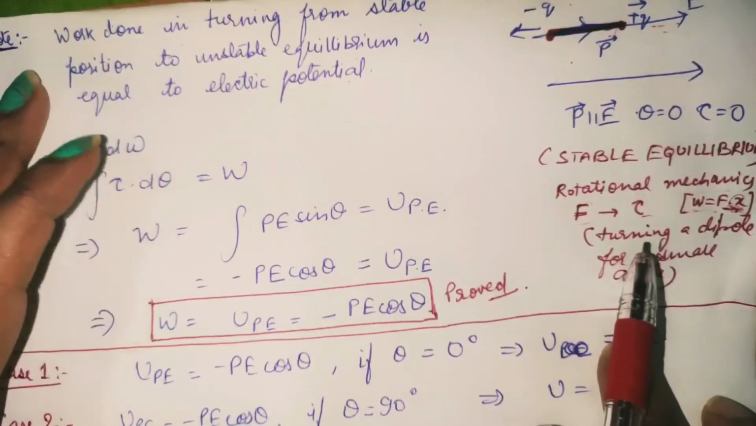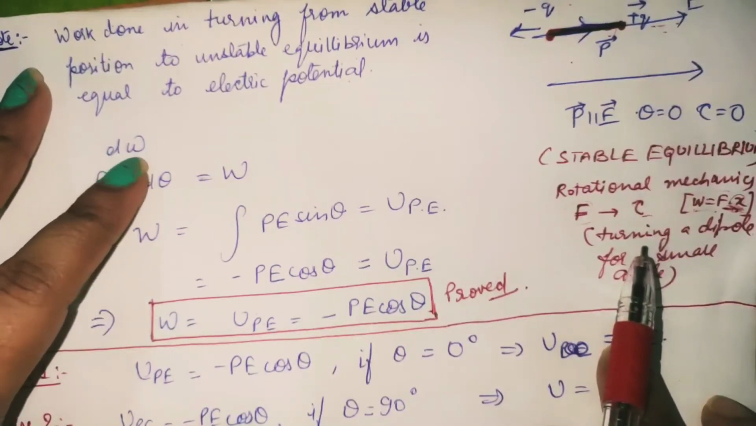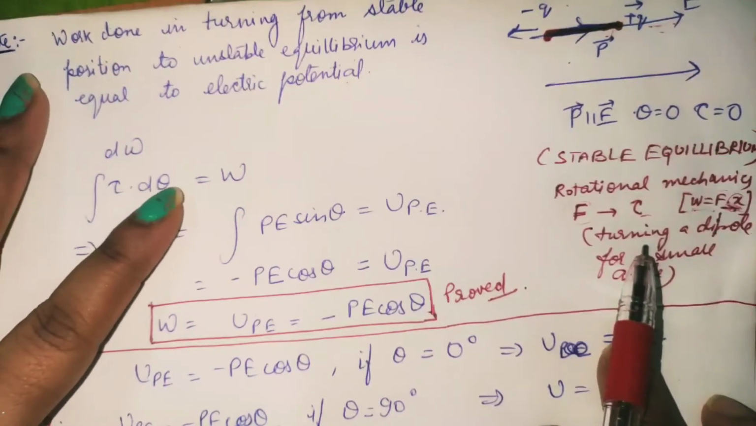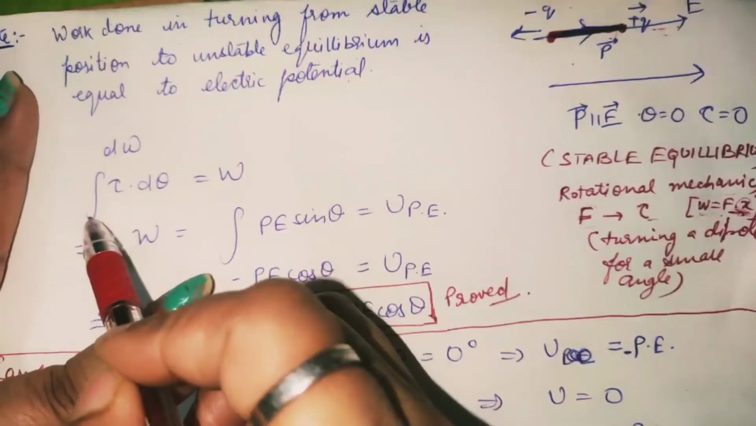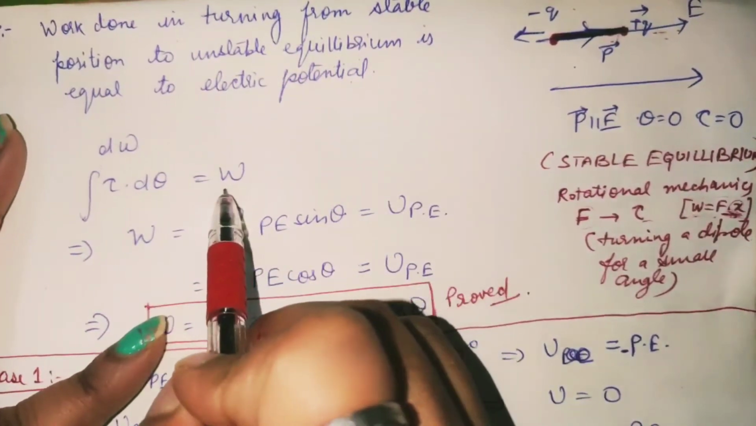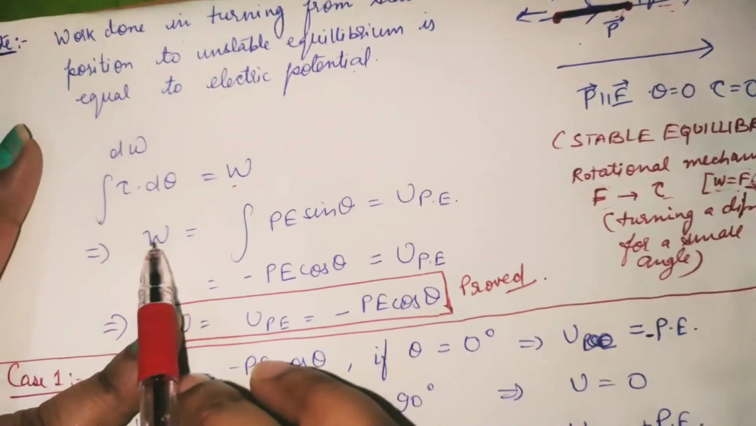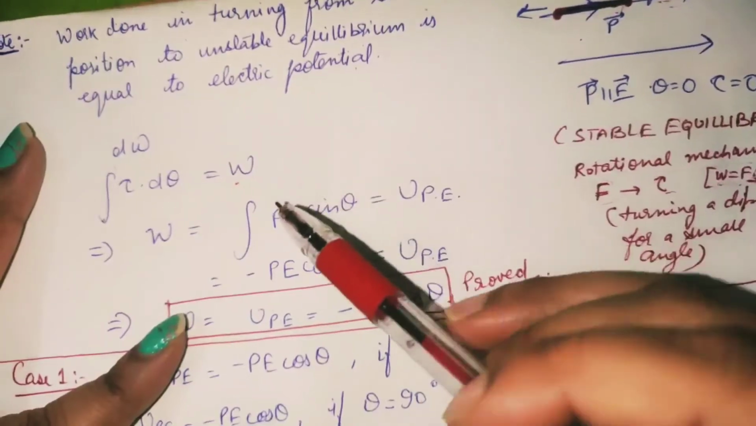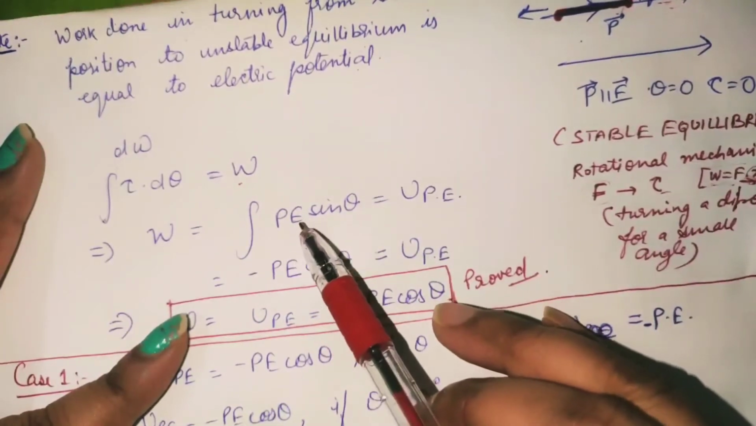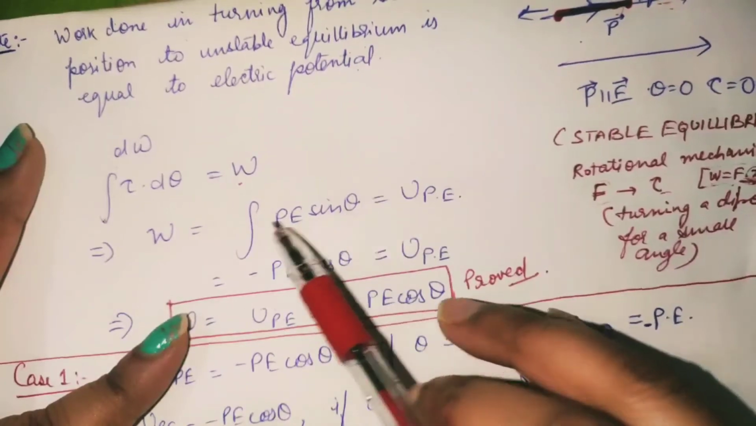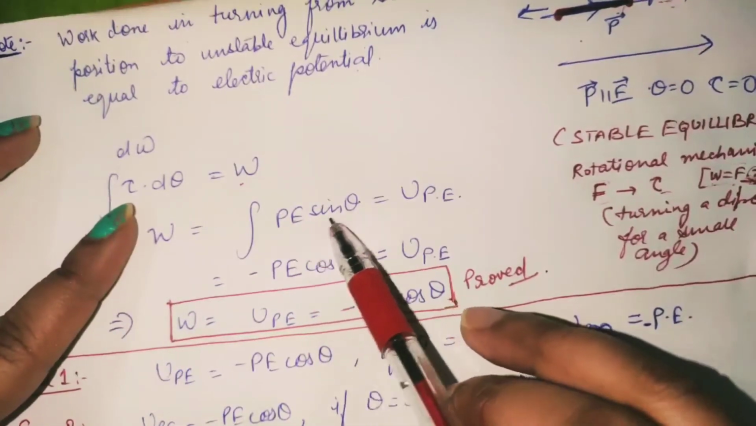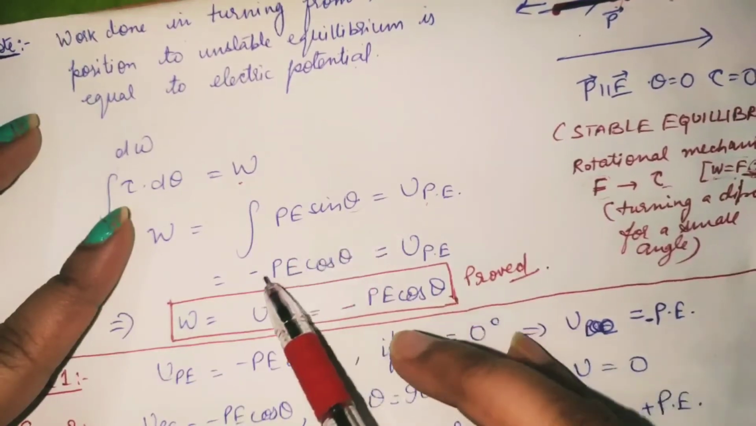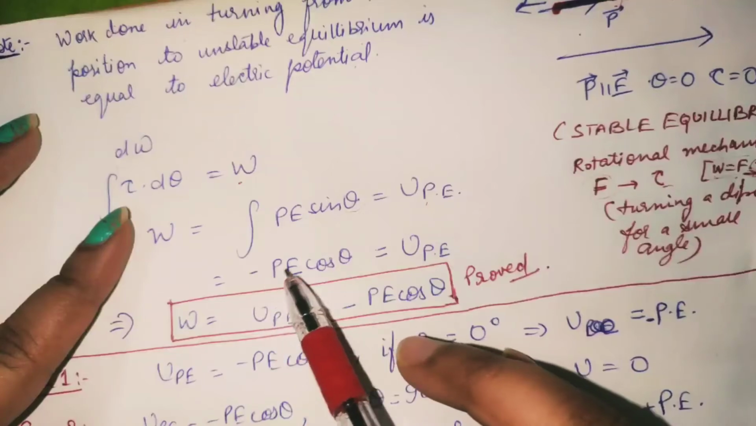So now we can replace this small work done on that dipole by torque into d theta, and if we integrate this small work done, it will finally give us the total work done on the dipole. So W is given by the integral of P E sin theta. We already know that torque is given by P E sin theta. So I am replacing tau with P E sin theta, and this P E sin theta we can integrate and we will be getting minus P E cos theta.